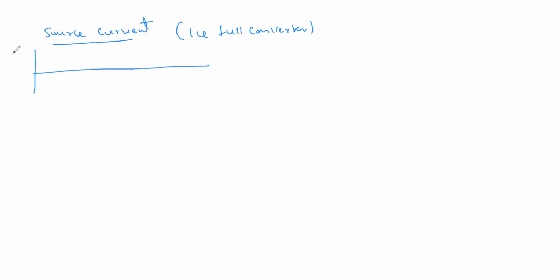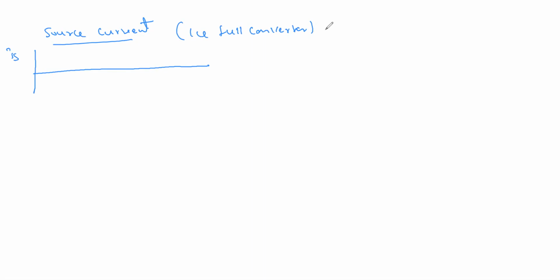See the IS waveform. Full converter, current is continuous. You take R load, RLE load, whatever it may be. For the current to be continuous, the RL inductor should be very high. So we have seen that source current is, this is how the source current. We have drawn the source current.